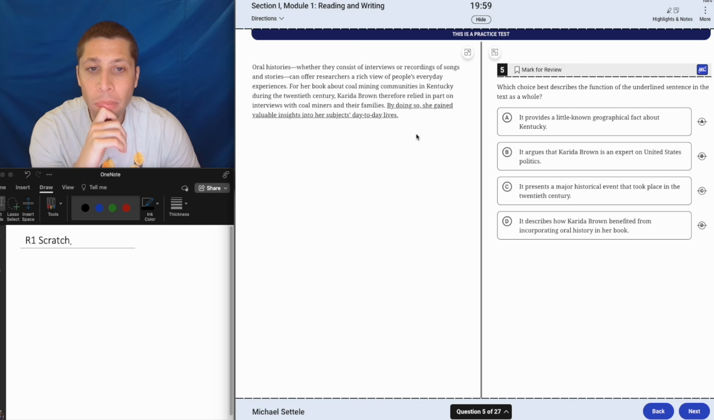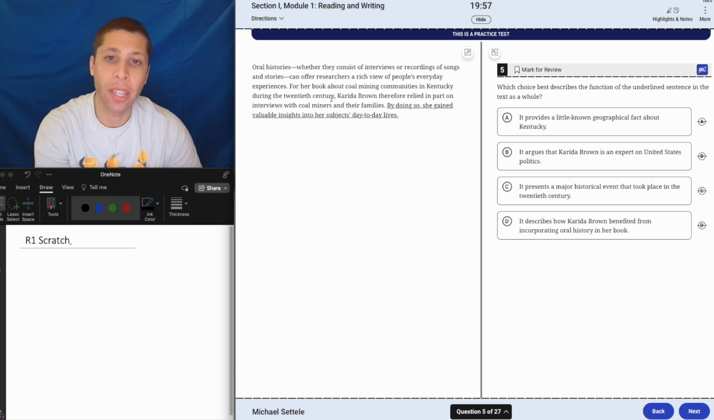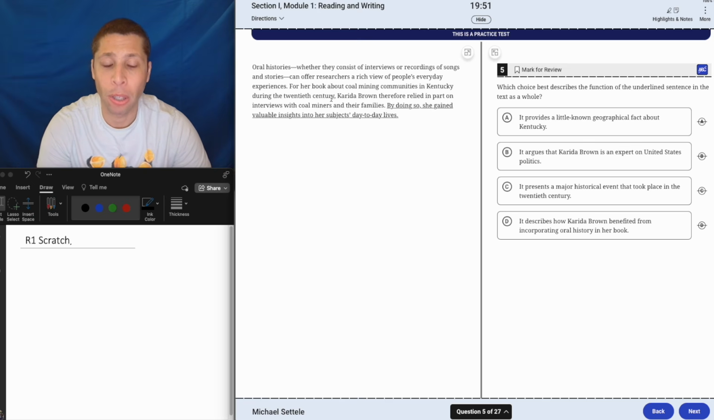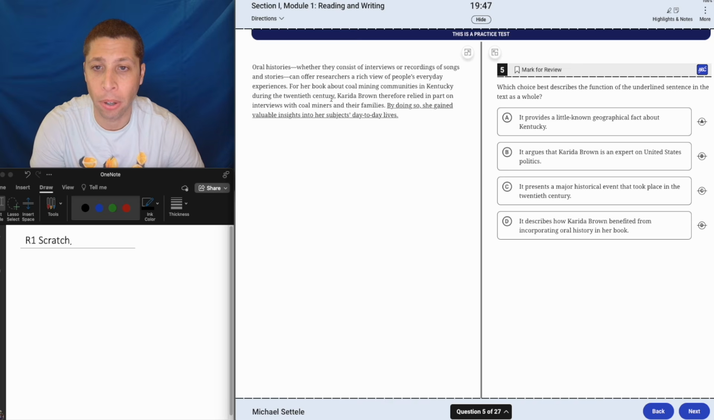Okay. Point of the underlined sentence. Oral histories, whether they consist of interviews or recordings of songs and stories, can offer researchers a rich view of people's everyday experiences. For her book about coal mining communities in Kentucky during the 20th century, Karita Brown therefore relied in part on interviews with coal miners and their families. By doing so, she gained valuable insights into her subjects' day-to-day lives.